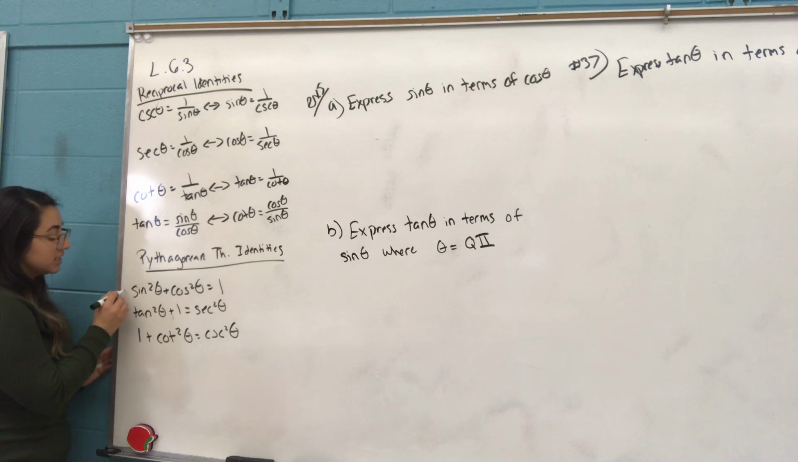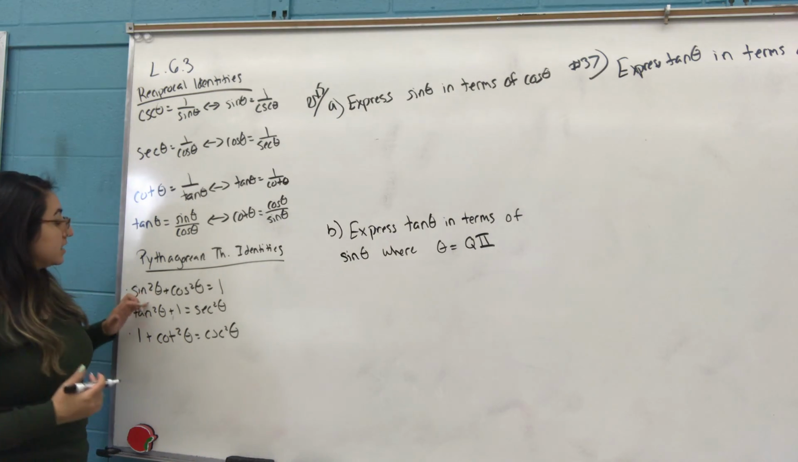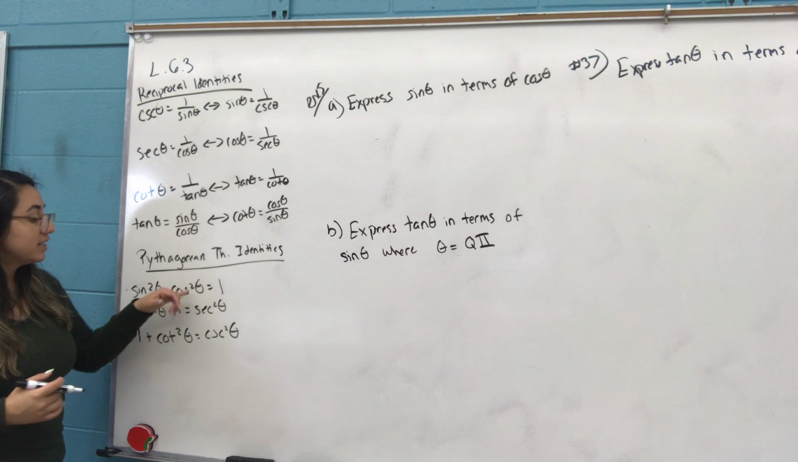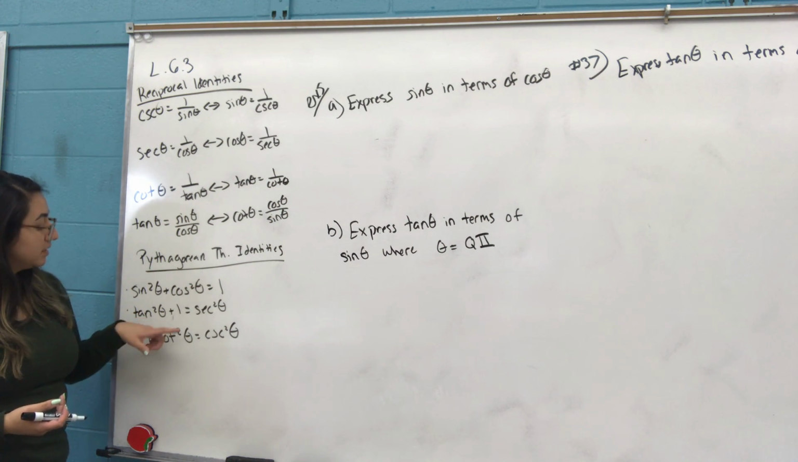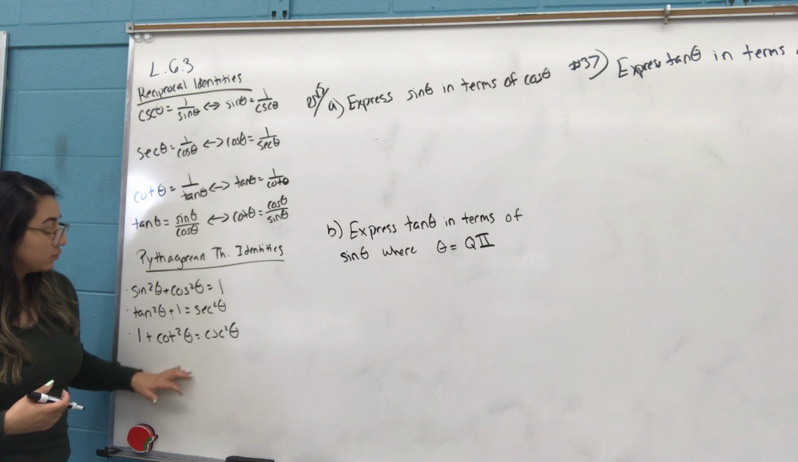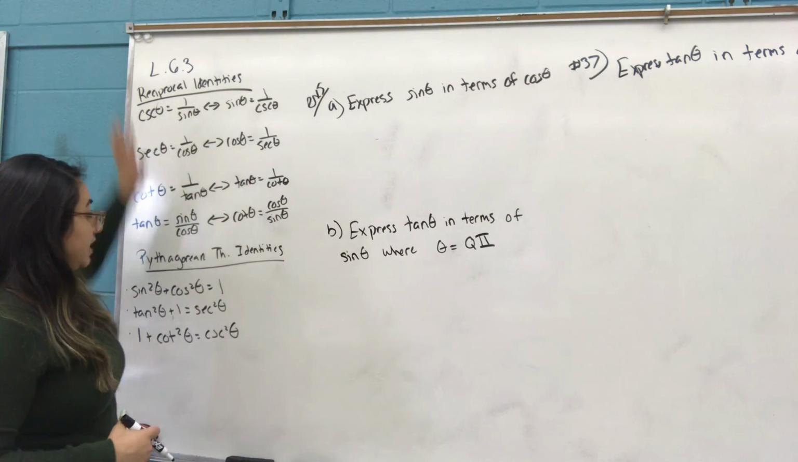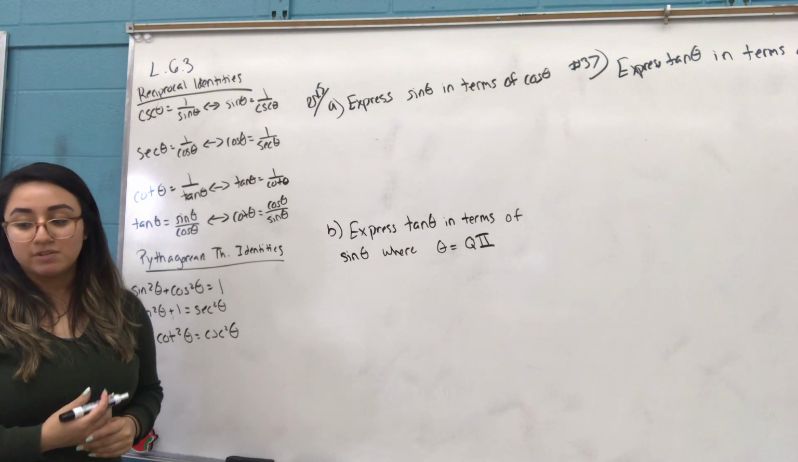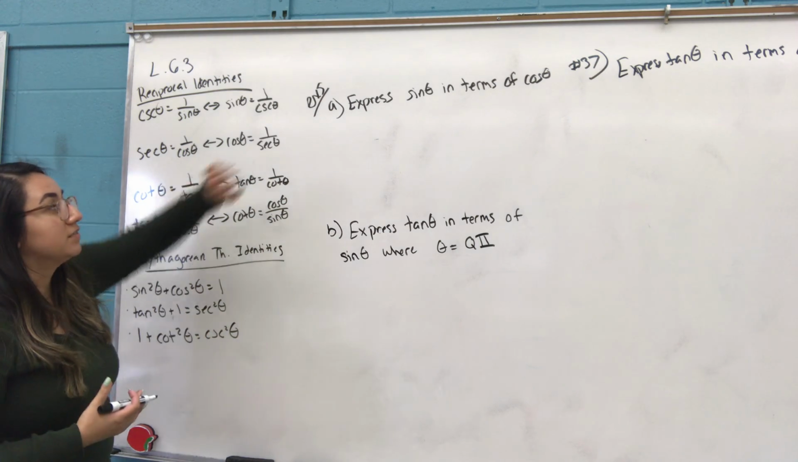Pythagorean theorems, we're going to use these a lot, especially in the next couple lessons. Here we have sine squared plus cosine squared is equal to 1. We have tangent squared plus 1 is equal to secant squared, and 1 plus cotangent squared is equal to cosecant squared. These formulas, I would advise you to have them on the side, especially when you go in the future and deal with a lot more problems, how to show it and stuff like that.